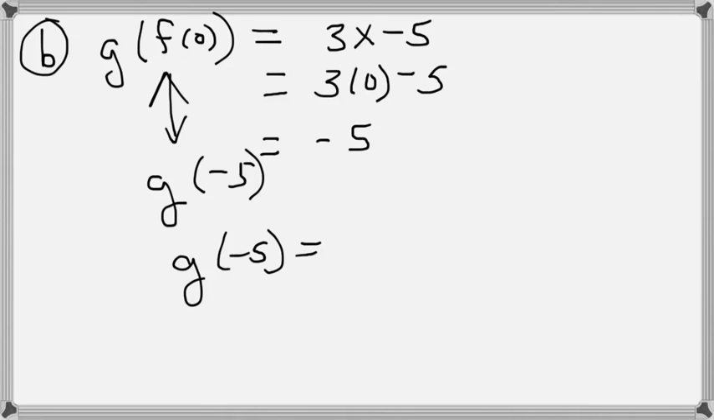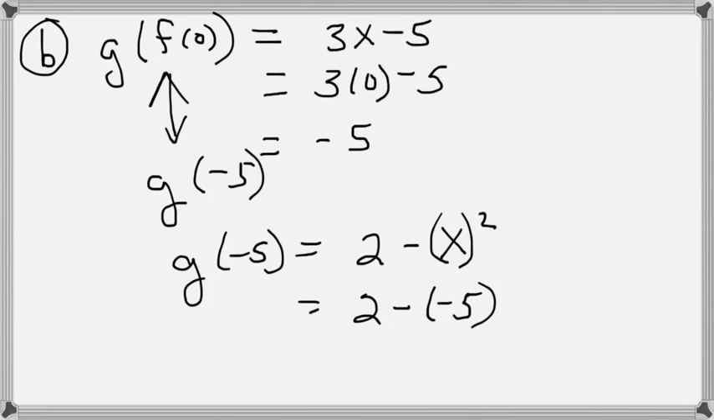So I'll get the function for g, which was 2 minus x squared. That means that I'm going to put that negative 5 in the place of that x squared. 2 minus negative 5. Make sure you're paying attention to your integer rules, because this is a great place to make a mistake.